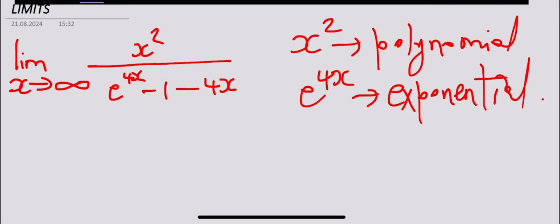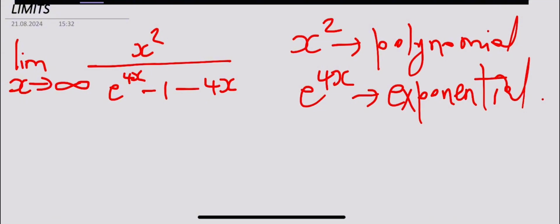A polynomial function in general is going to be a large number, but at a slower rate as compared to an exponential function. An exponential function is a very big number, given that it is not a decaying one, but an exponential function that increases. So if we do the denominator part, the denominator is e to the 4x minus 1 minus 4x.